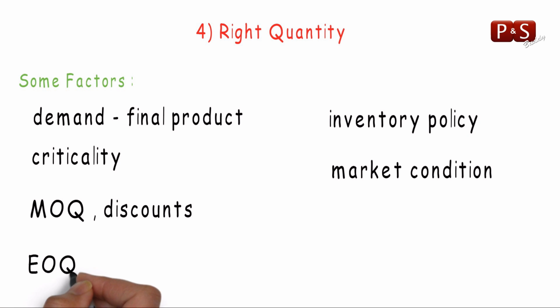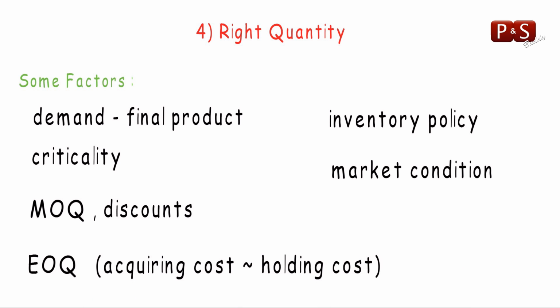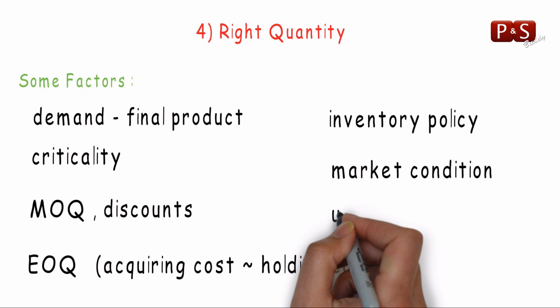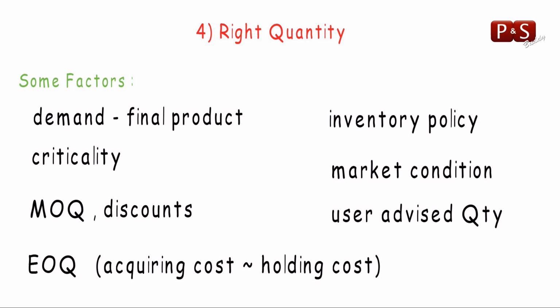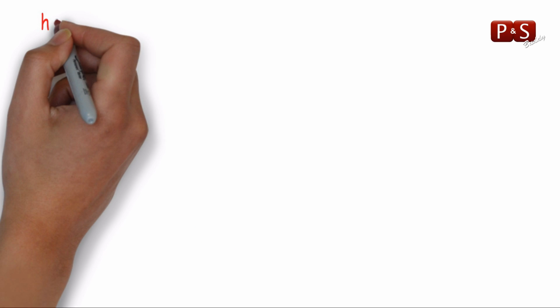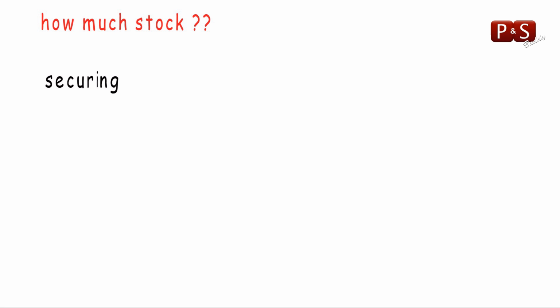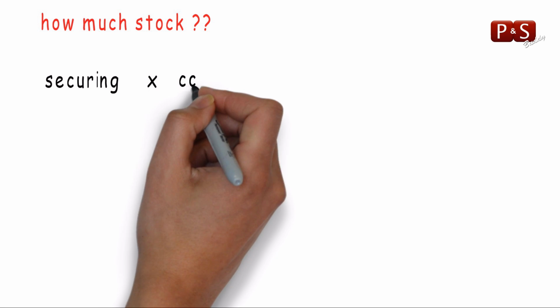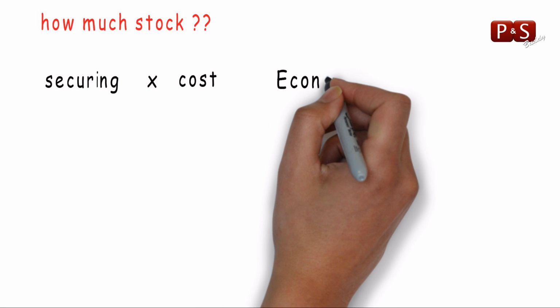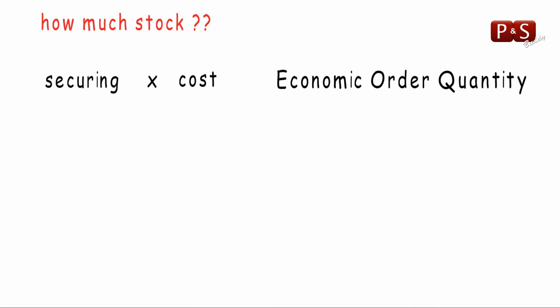Next one, the economic order quantity. That is the quantity which balances cost of acquiring stock against cost of holding stock. The last one, quantities advised by the user departments based on their identified needs. One main question the procurement function needs to address: how much stock should be held at a point of time. There are reasons that support holding stock, like avoiding production stoppage or stockouts. There are reasons to reduce stock, mainly the cost of holding inventory. The solution is to find out the EOQ, economic order quantity.